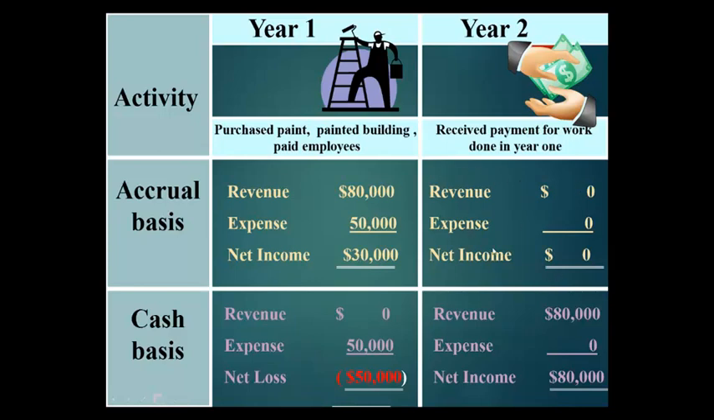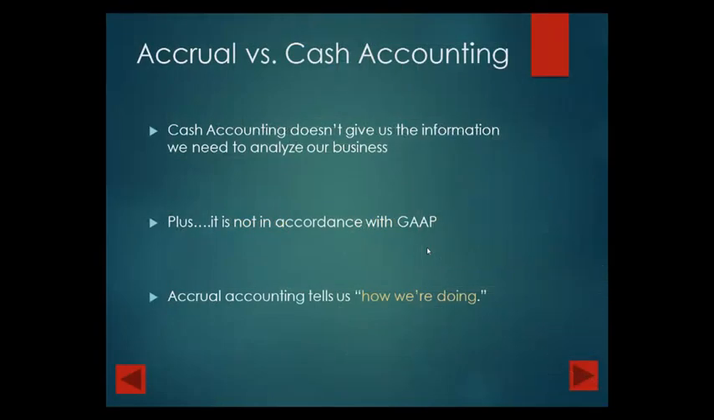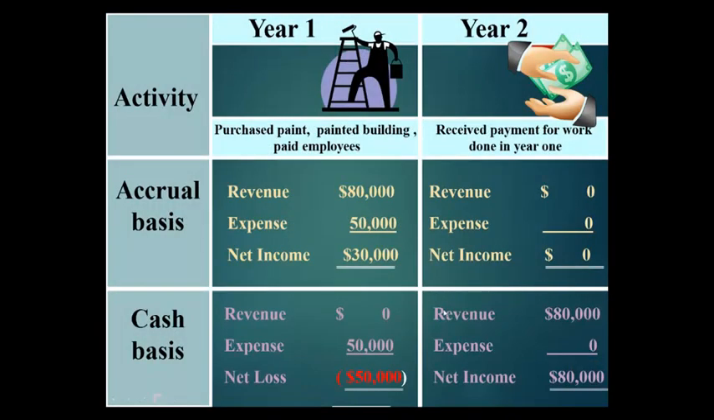Year two, it is true we got paid, but we didn't earn any more revenue. We didn't spend any more expenses, and we had a net income of zero. And that's more accurate. So we can say that cash accounting does not give us the information we need to analyze our business. Plus, it's not in accordance with GAAP. Accrual accounting tells us how we're doing. Going back to Sky High Painting, that's a very profitable business. They made $30,000 on $80,000, and we can see that using accrual accounting. We don't really have a good picture here of how well this business is doing.